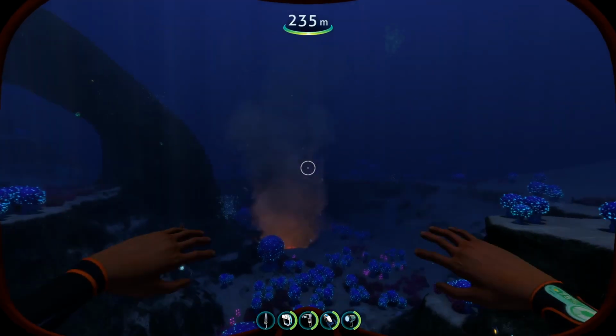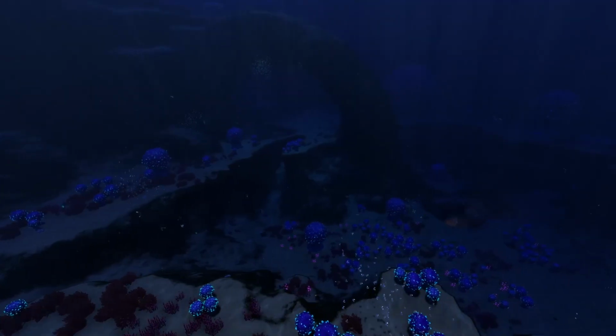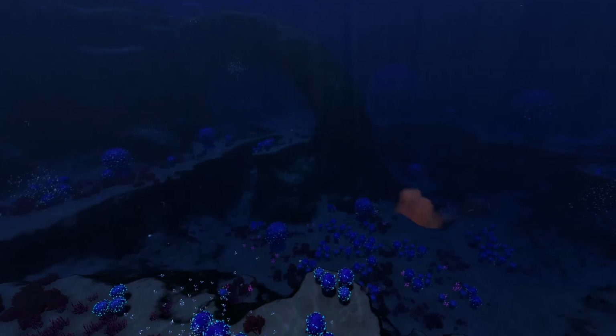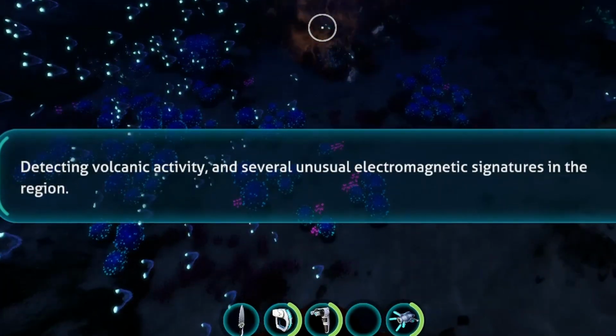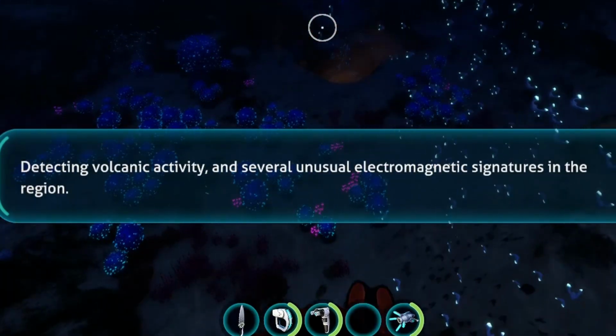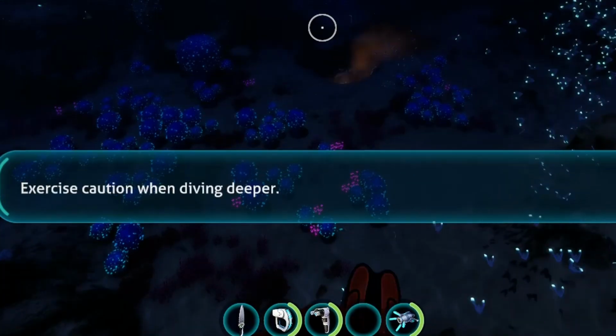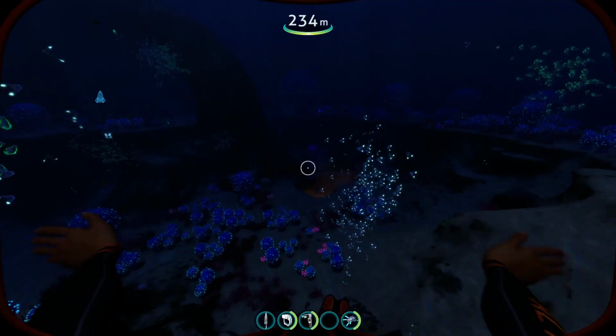Now moving on to the next biome, here light gets more and more scarce. You don't believe me? There. And it's literally in the middle of the day. Anyway, look to the front, what is it, Miss PDA? Detecting volcanic activity and several unusual electromagnetic signatures in the region. Exercise caution when diving. Precisely.